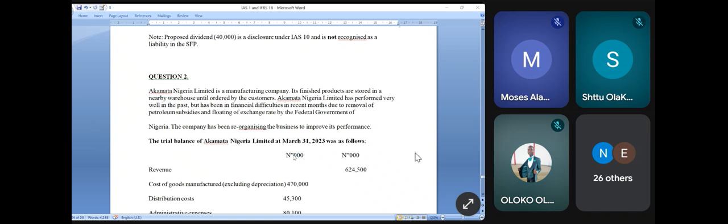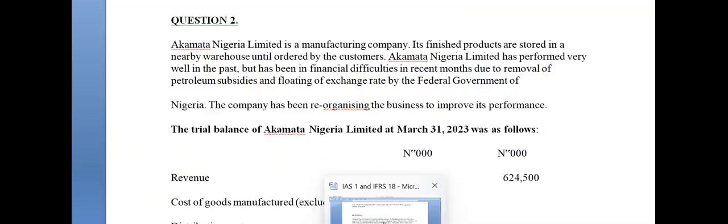So that's that. So let's look at this question. Akamata Nigeria Limited is a manufacturing company. It furnishes products. The trial balance of Akamata Nigeria Limited as at 31st March 2023 is as follows. Everything is there and you are seeing them.